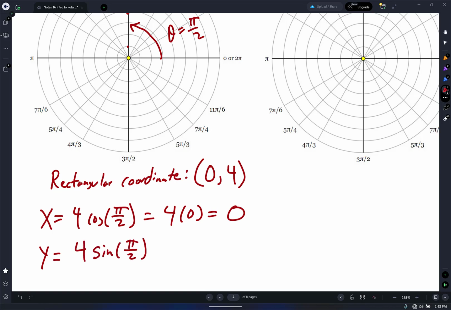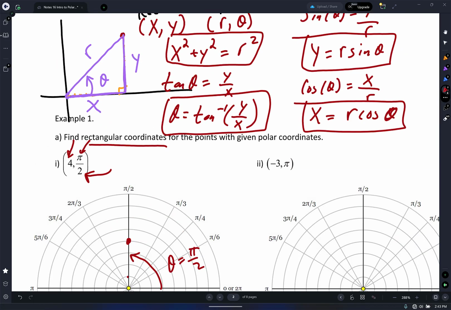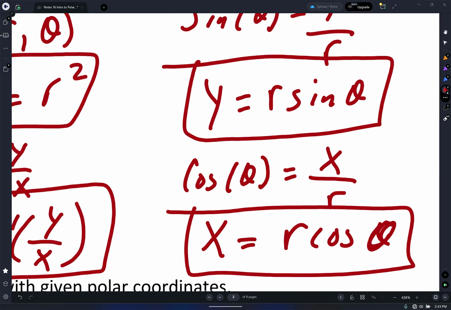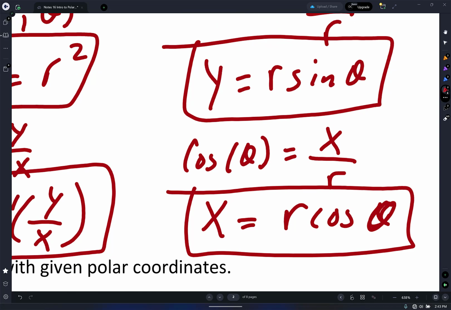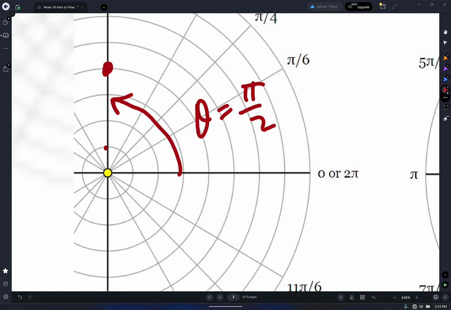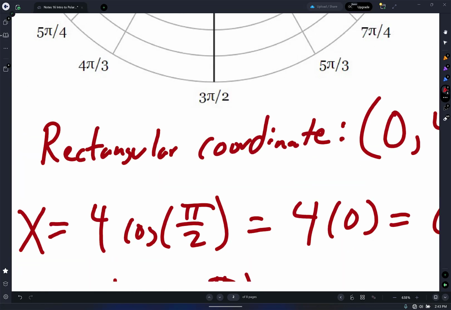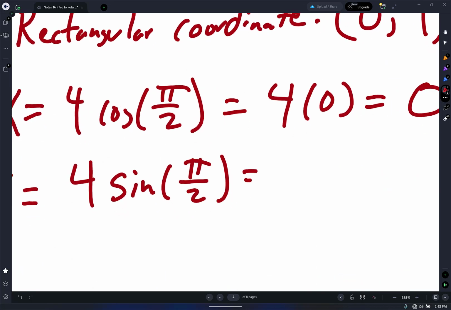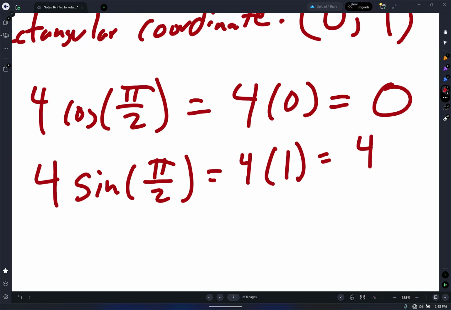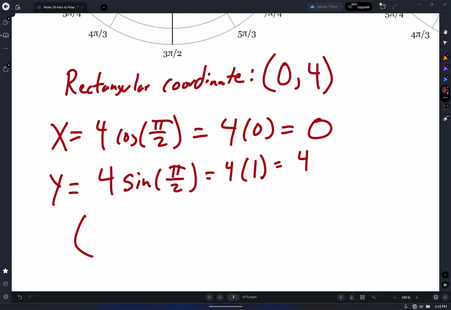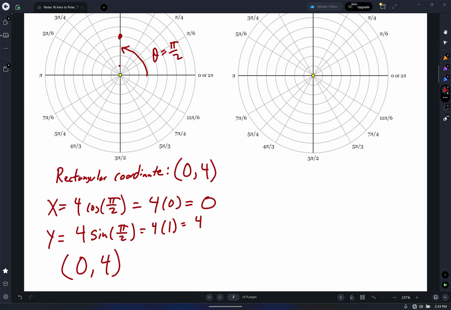Where is all this stuff coming from? From right here, from the x and y. Y equals r sine theta. X equals r cosine theta. Do you need it for this one? No, because you could just get it from common sense. R sine pi over 2, 4 times sine of pi over 2. That's a 1. And 4 times 1 is 4. So what's your coordinate? Your x value is 0 and your y value is 4. But I would like for you to have common sense and do it visually with that grid there. Do you see how we did it?